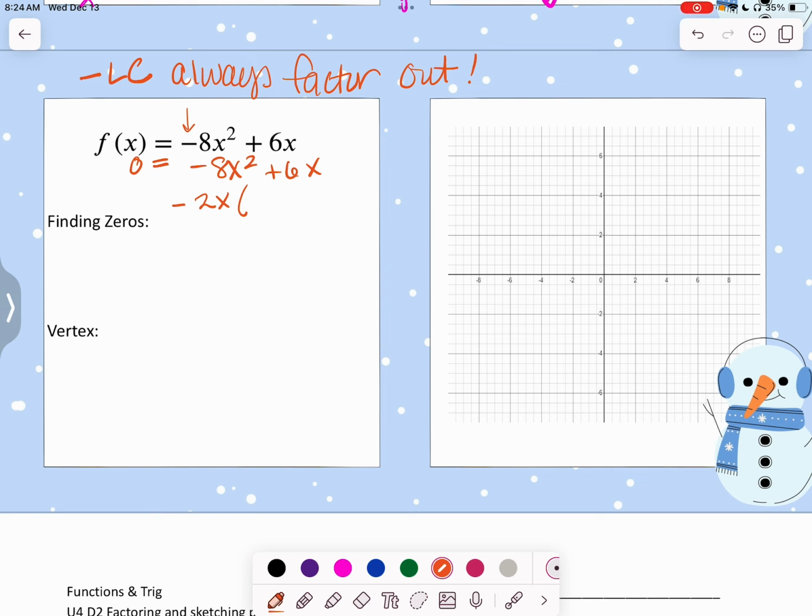8 and 6 both have 2. x squared and x both have x. So I get positive 4x minus 3. Okay, so be very careful when you're doing these. If it helps you to write them out like before, right? But like if I have negative 8x squared and I divide by negative 2x, I get positive 4x. And if I have positive 6x divided by negative 2x, I'm left with negative 3. Okay, so be very careful with your factoring, but you have to factor out a negative if it's your leading coefficient.